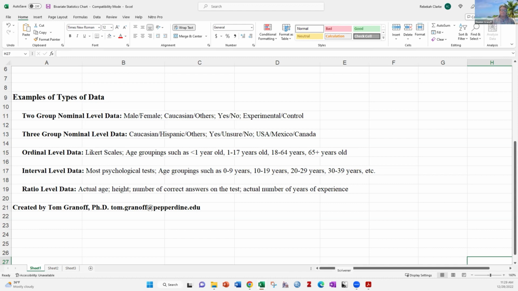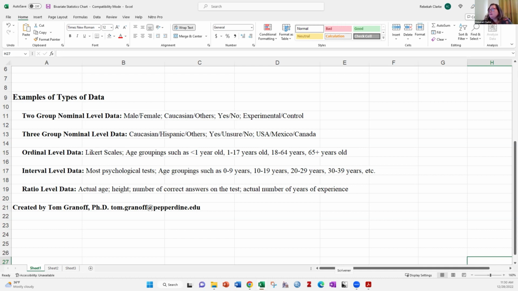Ratio level data is where you have an actual zero score. Somebody's age, height, number of correct answers, actual number of years of experience. With ratio, you can form ratios. If Bill is 10 years old and Mike is 5 years old, Bill is twice as old as Mike. You can actually form a ratio in that.